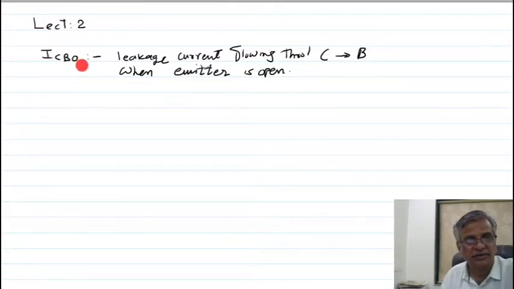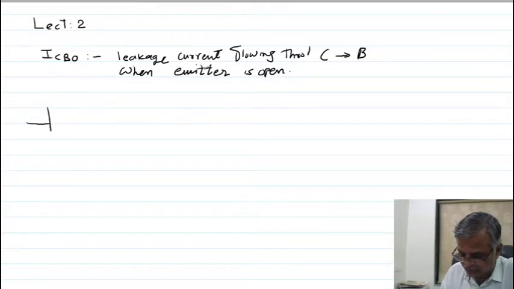The third lead is not mentioned. This is collector, this is base, this is the open emitter. The emitter is not there, so I use the words emitter open. So leakage current flows from collector to base when the emitter is open. Let us see in detail.